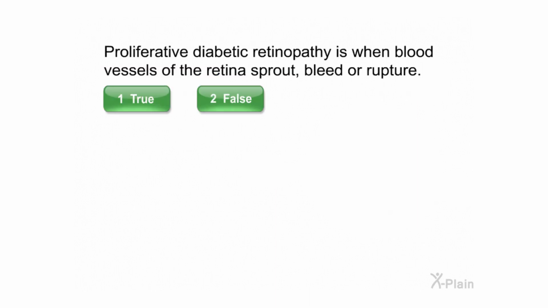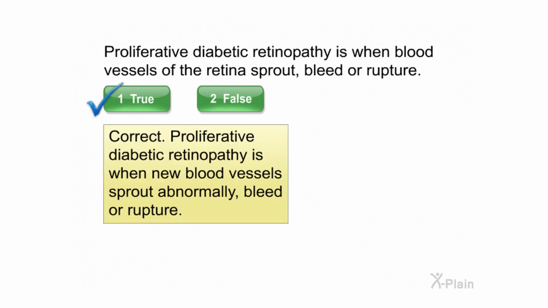Proliferative diabetic retinopathy is when blood vessels of the retina sprout, bleed, or rupture. Select true or false. Correct. Proliferative diabetic retinopathy is when new blood vessels sprout abnormally, bleed, or rupture.